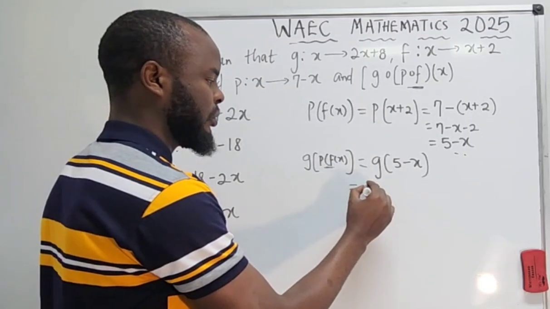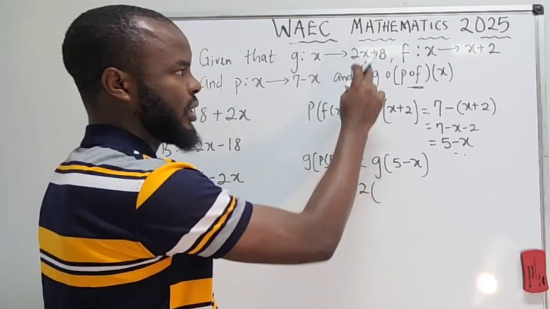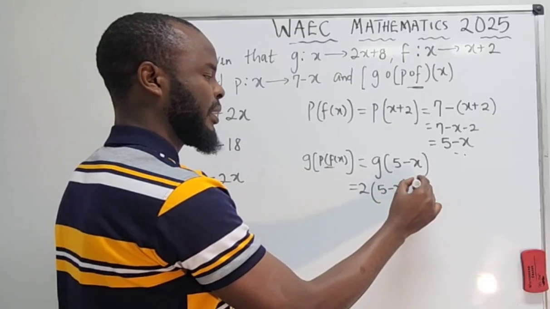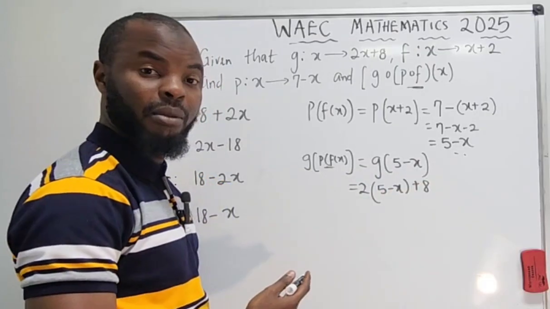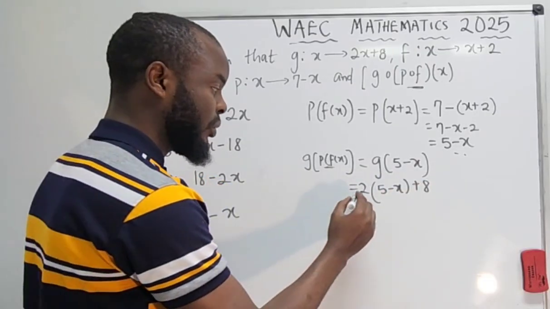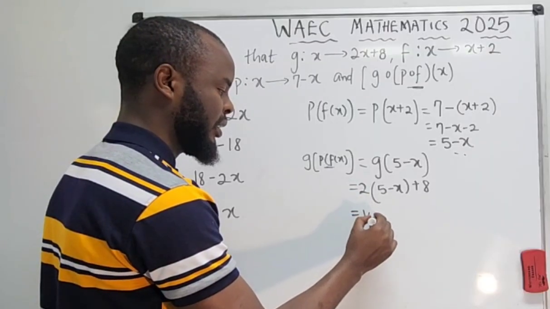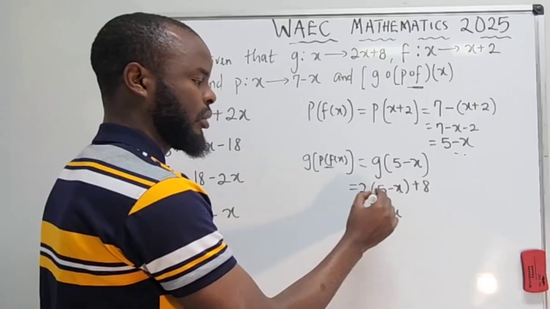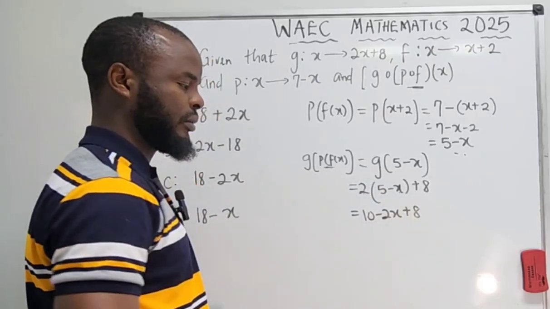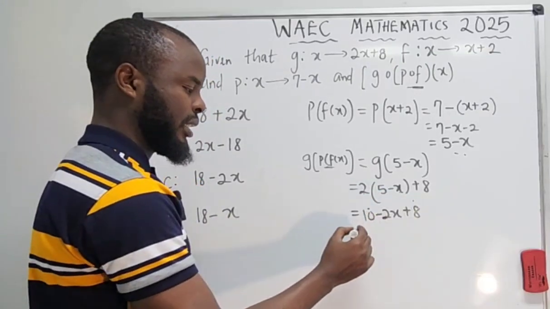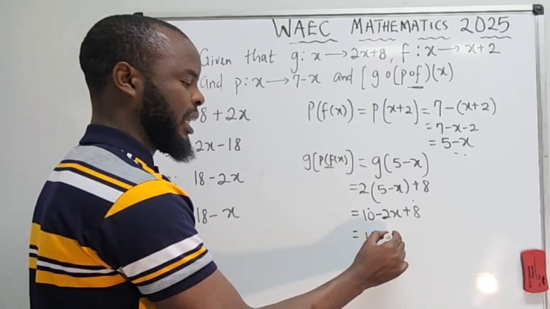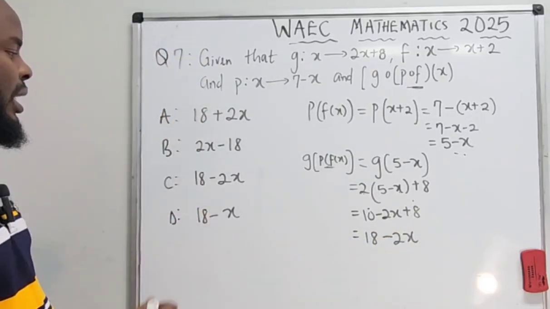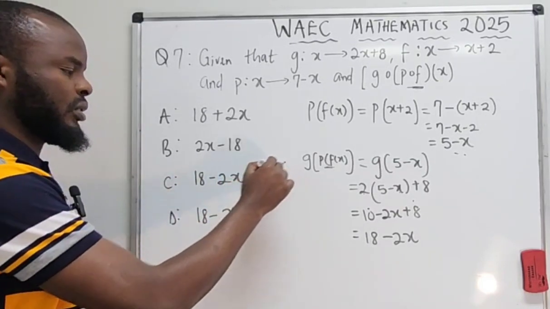So here we have 2. So instead of having x, you plug in 5 minus x plus 8. Then we simplify this. By simplifying this, we have 2 times 5, which is 10. 2 times negative x, which is negative 2x, and plus 8. So 10 plus 8 is 18 minus 2x. Now, looking at this, you can see that the answer is option C.